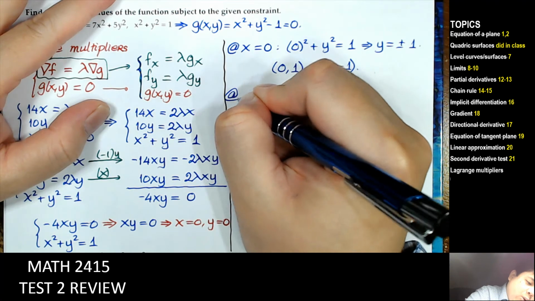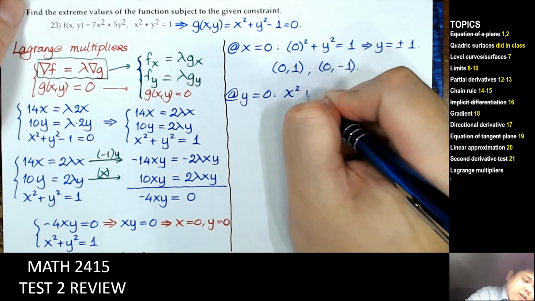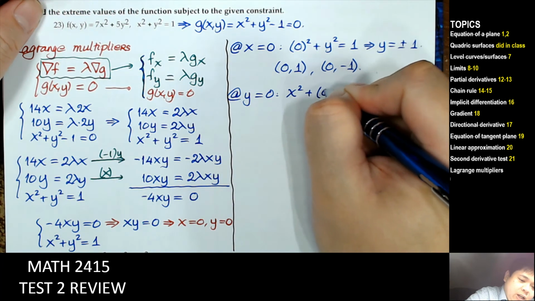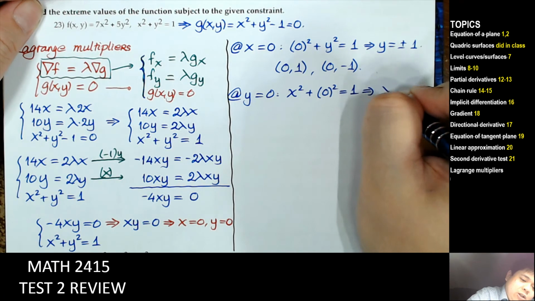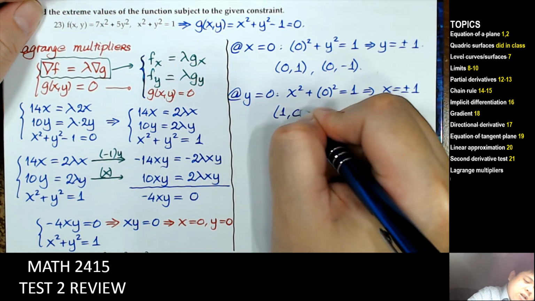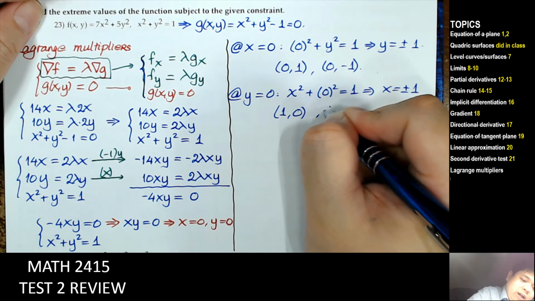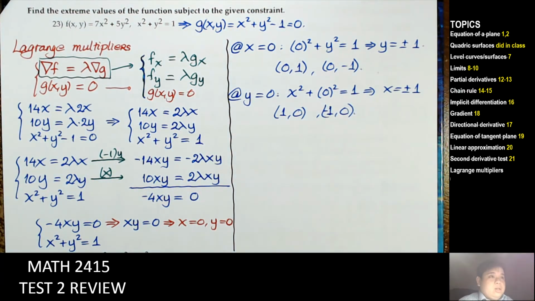Then when y equal to 0, I'm going to put 0 in for y. x squared equal to 1, so x equal to plus or minus 1. So our solutions are 1, 0 or negative 1, 0. So there are 4 points. So we find the points. The rest is simple, just trying to find which one is the max, which one is the min. So that part is easy.